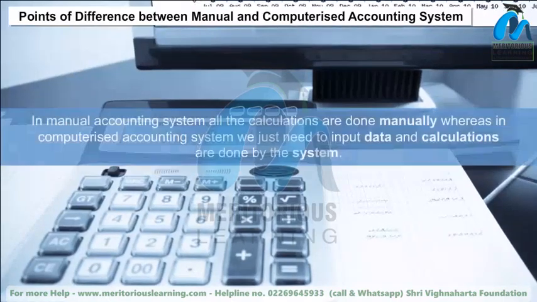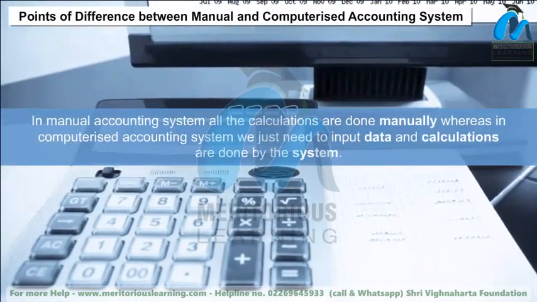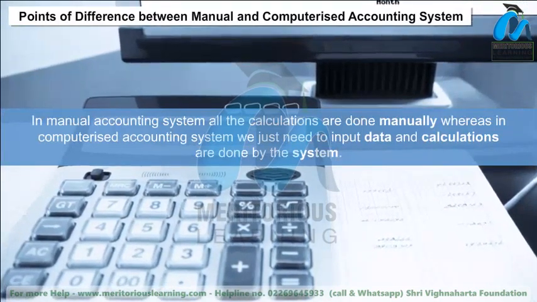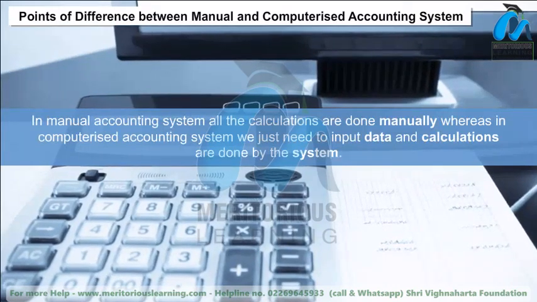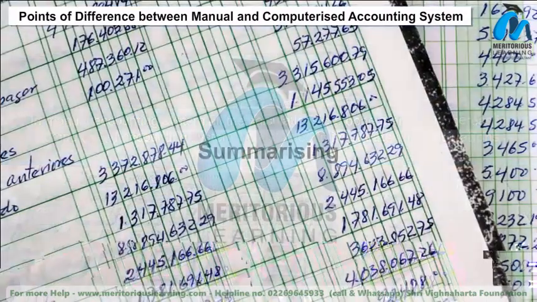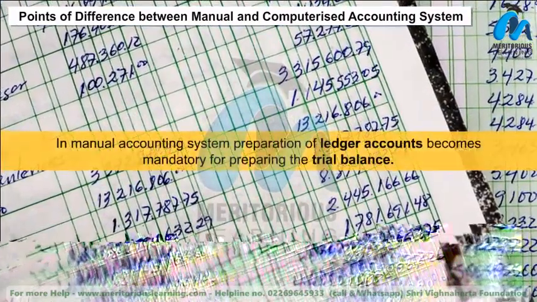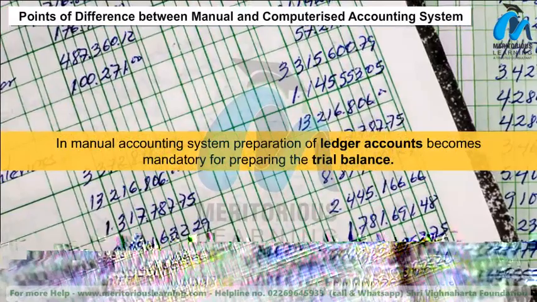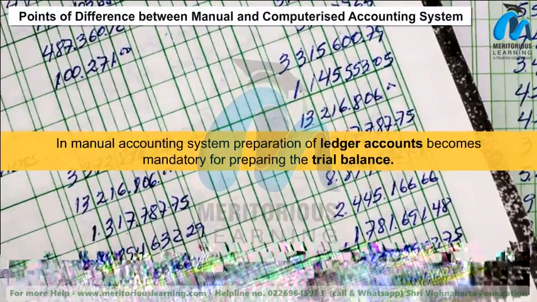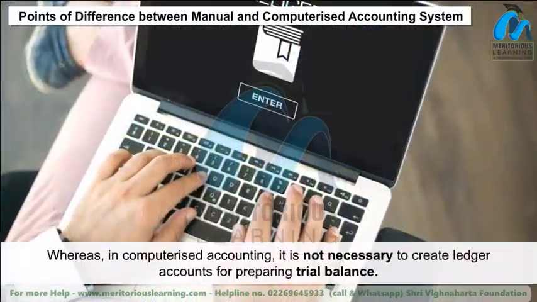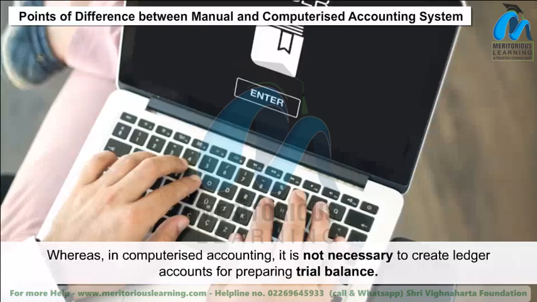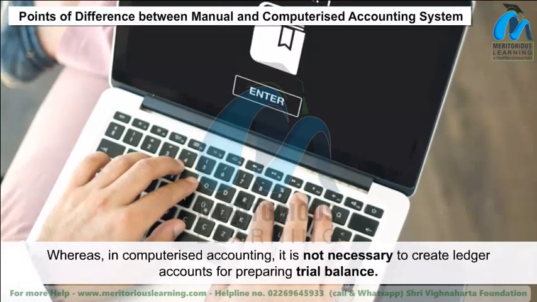Calculation. In manual accounting system, all the calculations are done manually, whereas in computerized accounting system, we just need to input data and calculations are done by the system. Summarizing. In manual accounting system, preparation of ledger accounts becomes mandatory for preparing the trial balance, whereas in computerized accounting, it is not necessary to create ledger accounts for preparing trial balance.